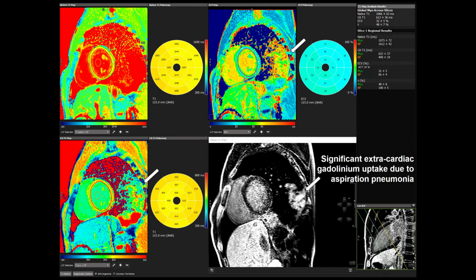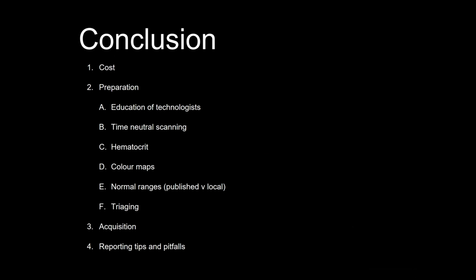This is a 19-year-old male post VFib arrest while playing basketball. Here is native T1 of 1073, which is at the upper limits of normal. And the post-contrast T1 is 672, which is unusually high for a post-contrast T1. The majority of the gad has been soaked up by extracardiac pathology, in this case bilateral aspiration pneumonia. Because the ECV calculation depends on the post-contrast imaging, and because that is skewed by gadolinium being soaked up by the pneumonia, the ECV is unreliable.